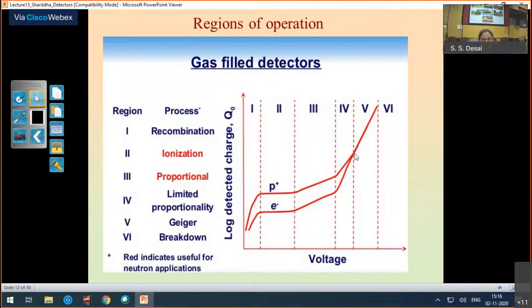So these are about 4-5 regions of operation in the detection volume. But for our convenience, for a good signal to noise ratio and good gamma discrimination, we will be using the proportional region for our detector use.